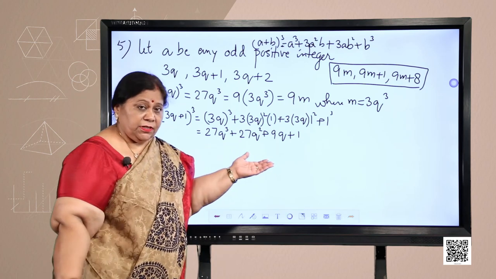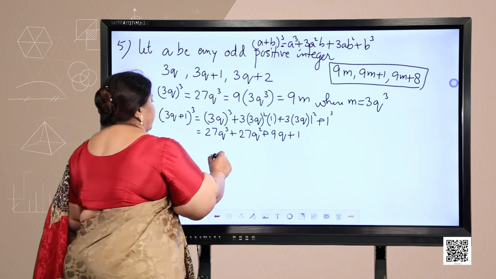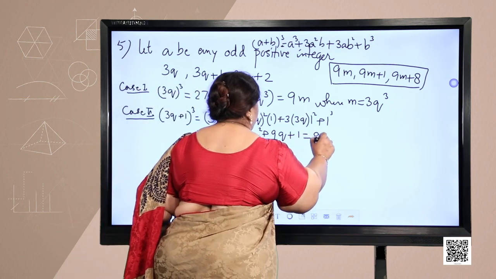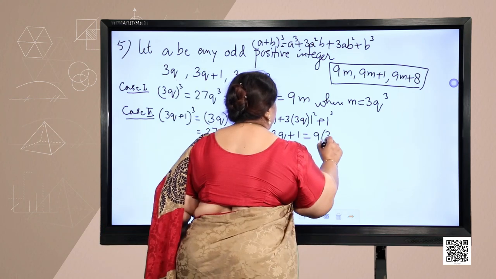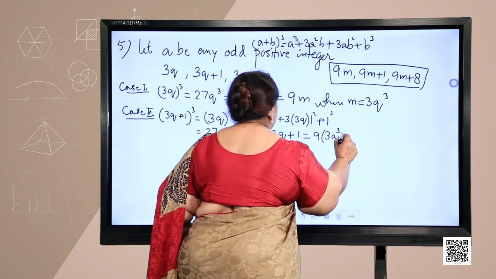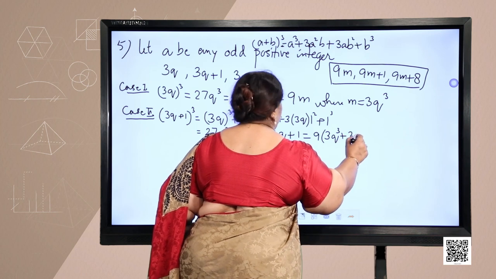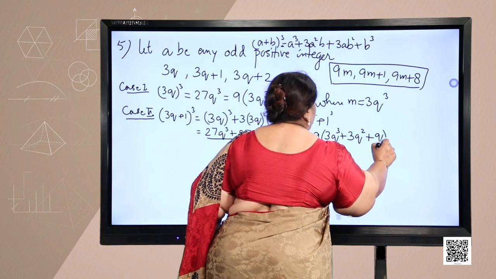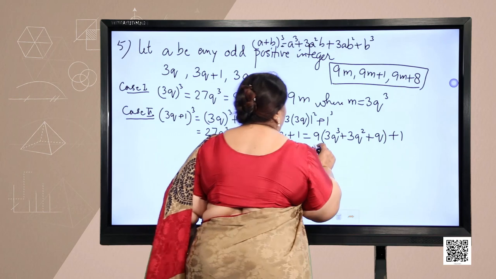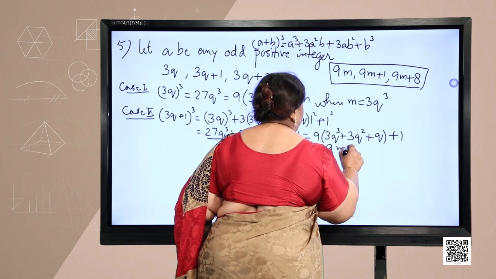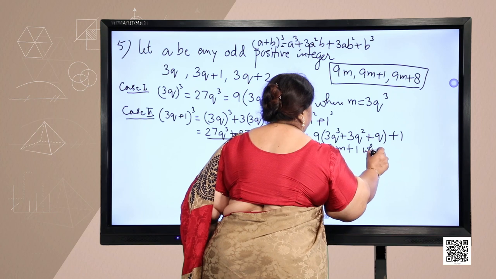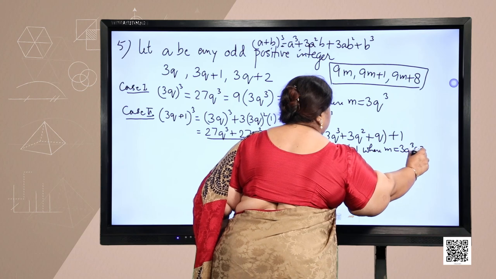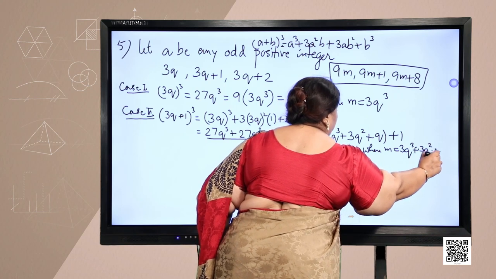Let us see if I can express in the form 9m plus 1. Here, can we take 9 common? We will have 3q cube plus 3q square plus q plus 1. Yes, I could express in the form 9m plus 1, where m is equal to 3q cube plus 3q square plus q.